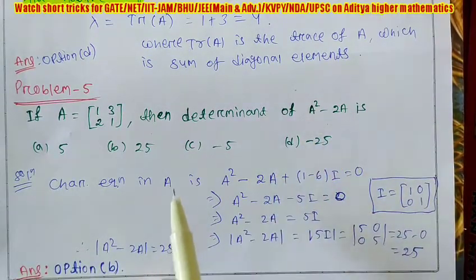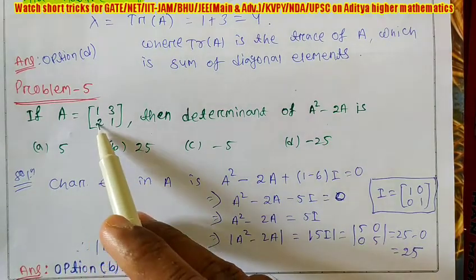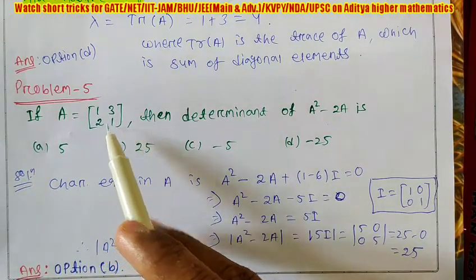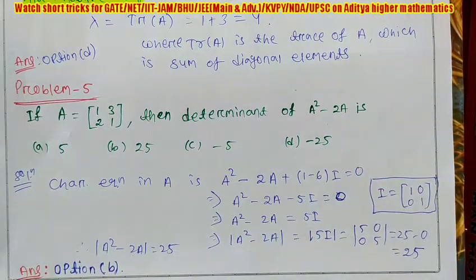Okay, in the first question out of 5 where we are finding a determinant, from that matrix you can find out A square and you can find out A, then you can find out the determinant. It is the general method. But how to solve this question using the shortcut method, what I told.